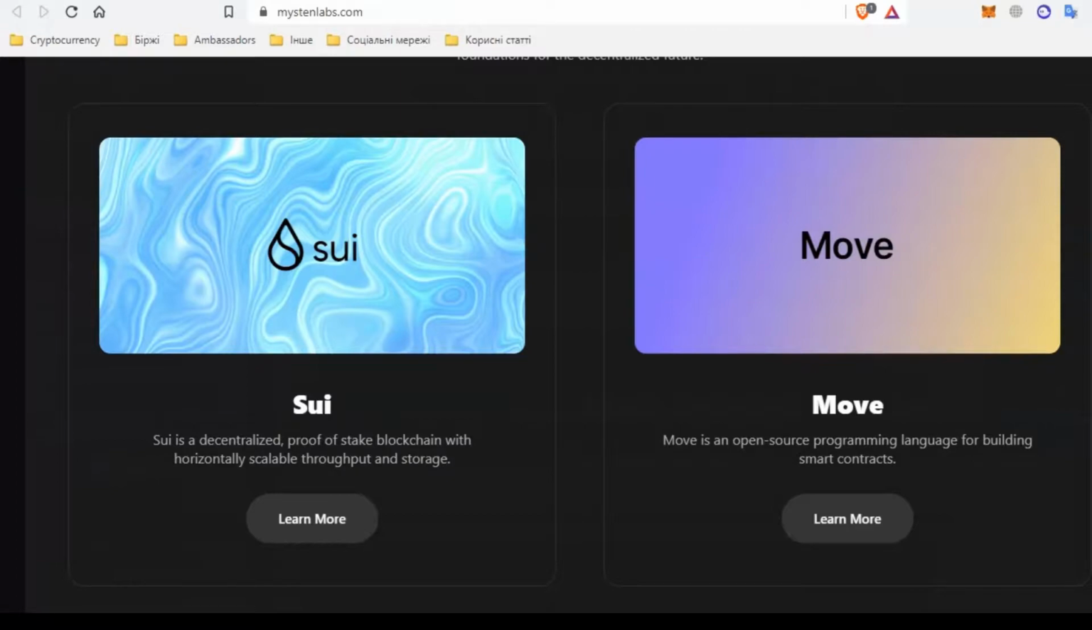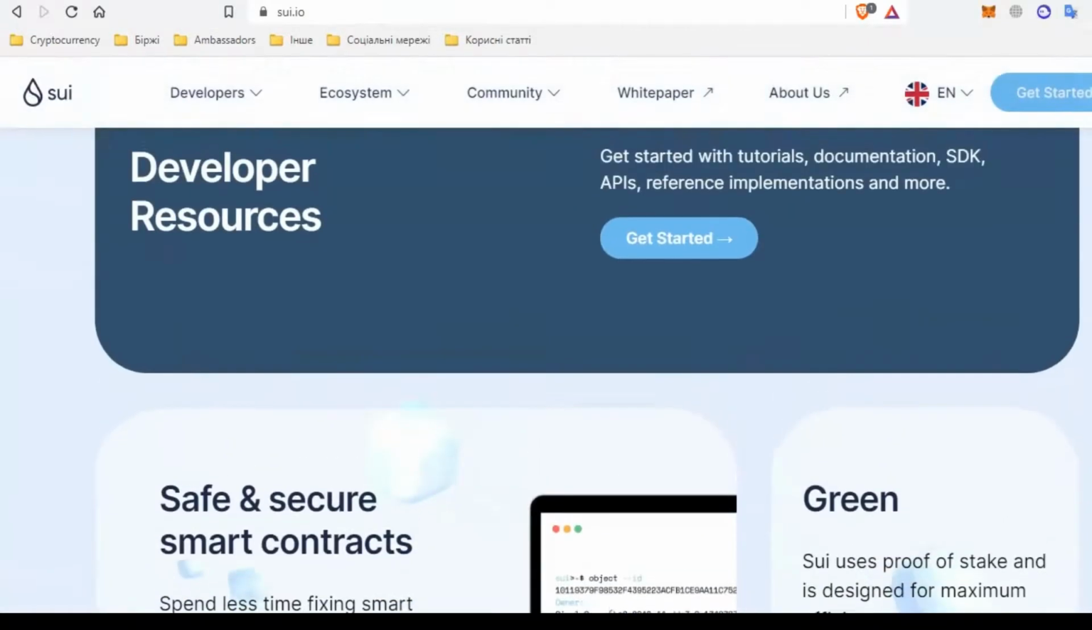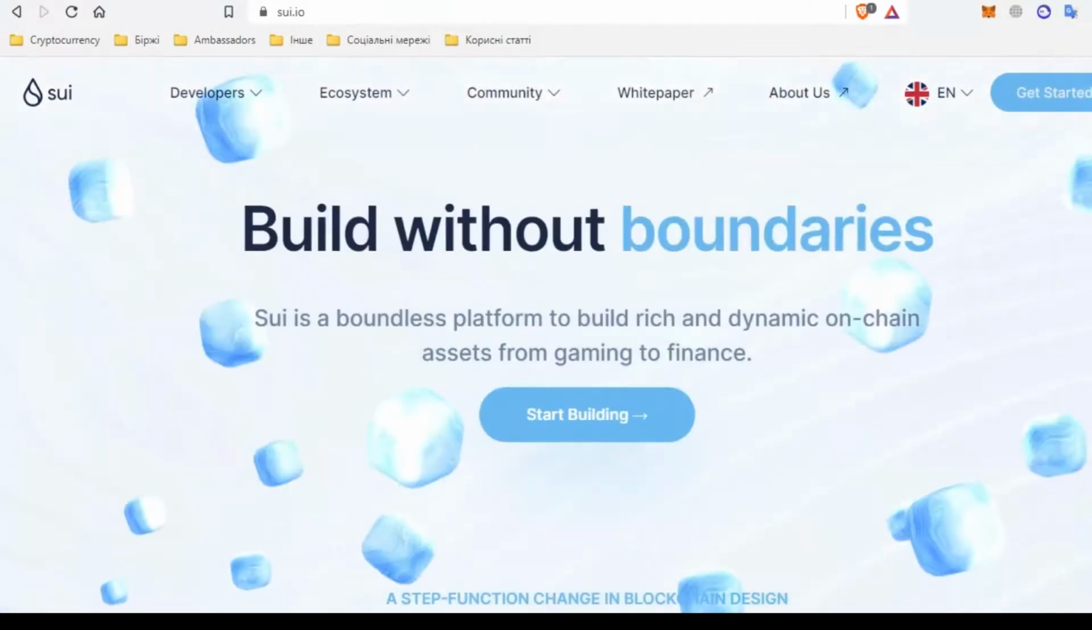Conclusion. So we figured out the Mu language, which is written specifically for the blockchain and the SUI project. Benefits include performance, security, and transaction checks, making the project even more secure. We found out that thanks to Mu, SUI is a truly unique project, unlike if it was written in the Solidity language.